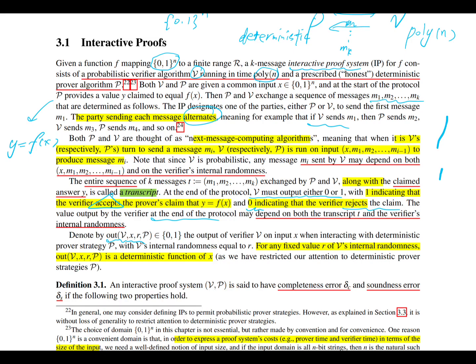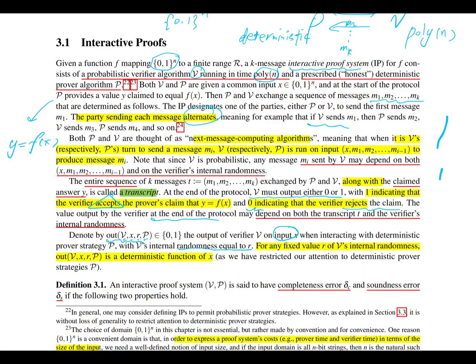Here we can see its output is either 0 or 1, the output on input x. Here x is our input. We're interacting with the deterministic prover strategy P, with internal randomness equal to R. So R is the randomness. For the output function, the parameters will be V and P. These are given, and x is our input. R is the randomness of the verifier.